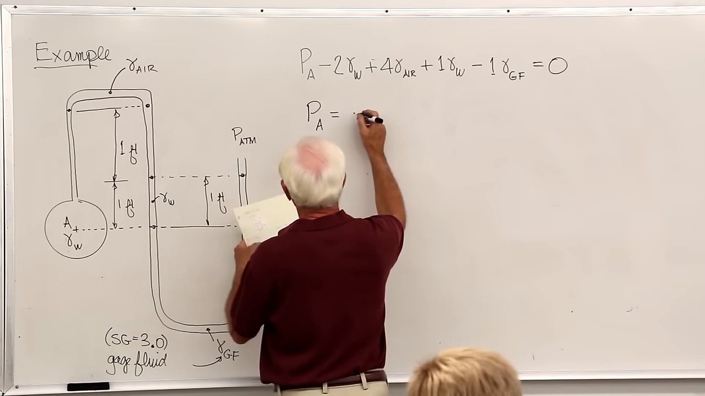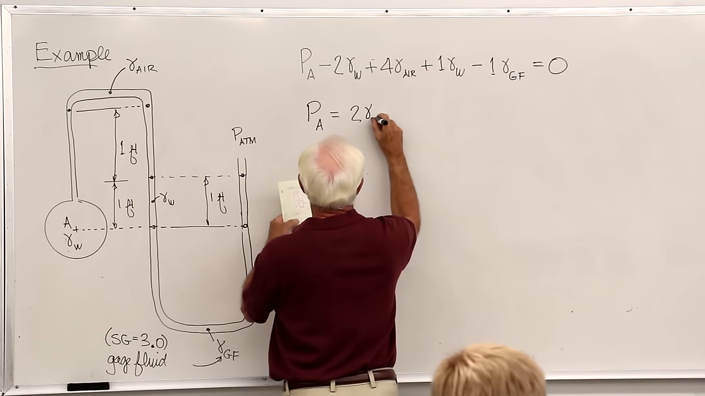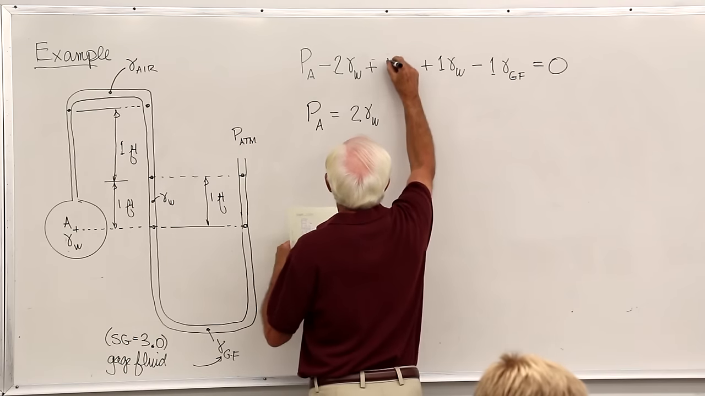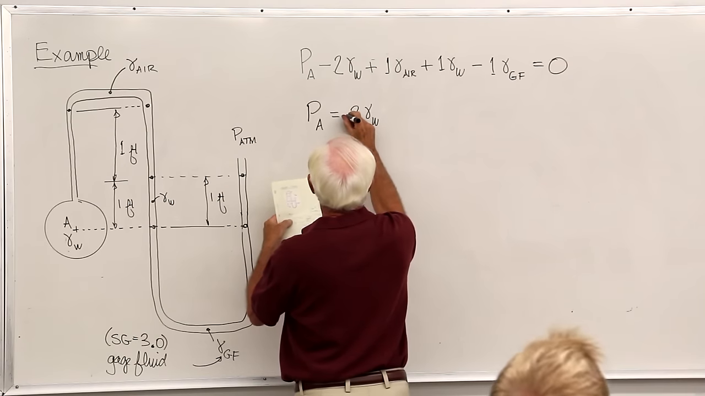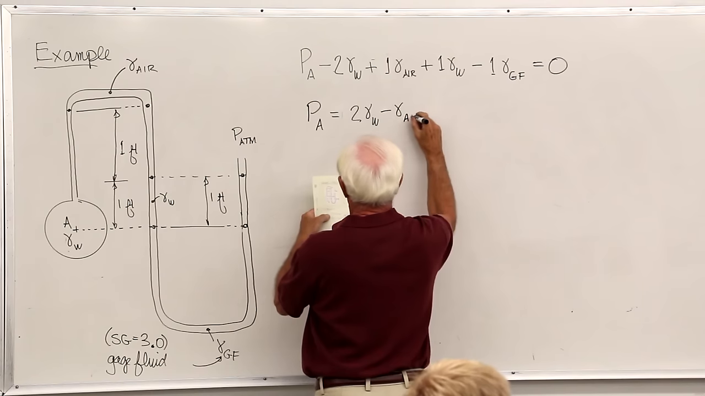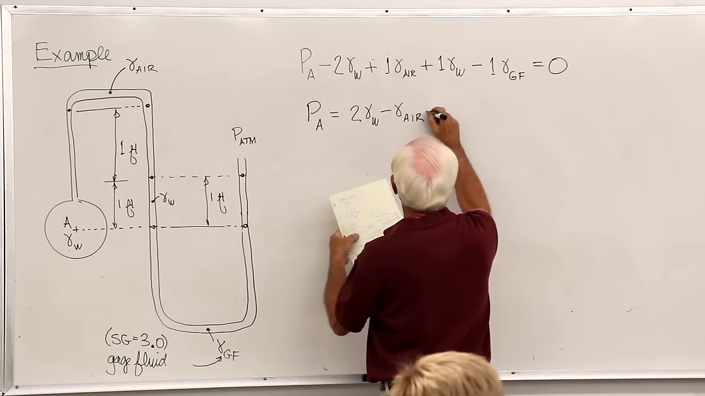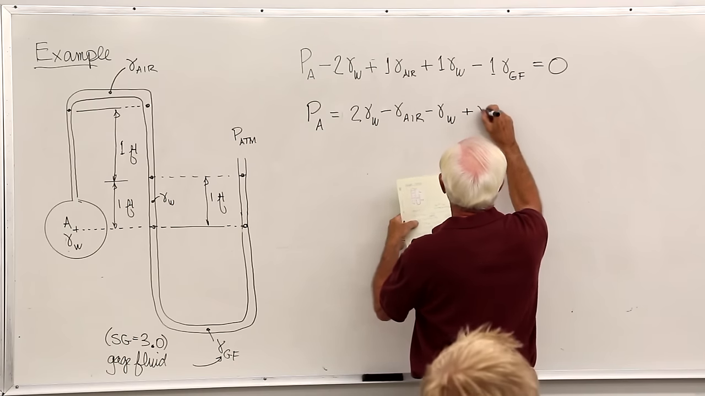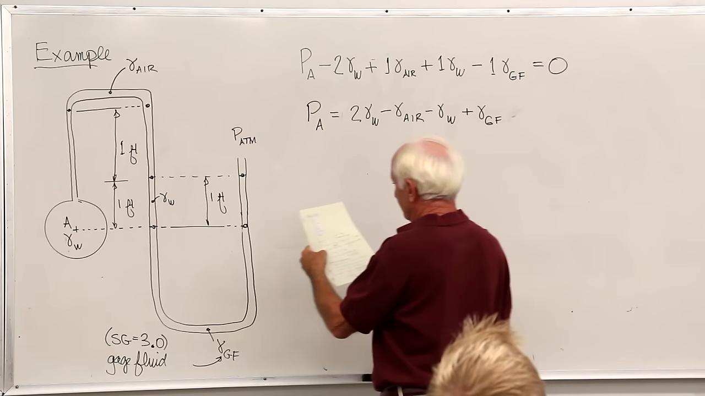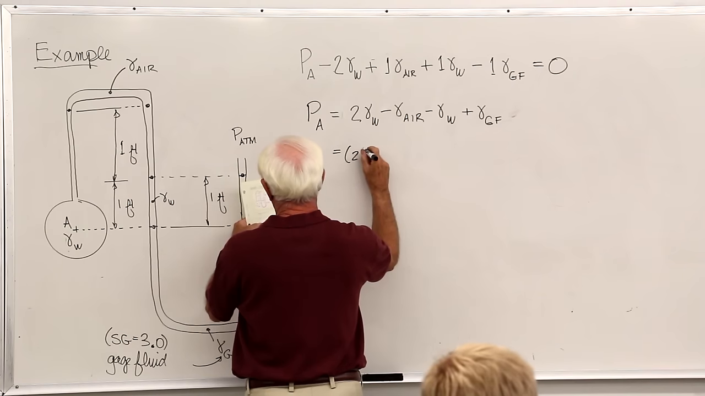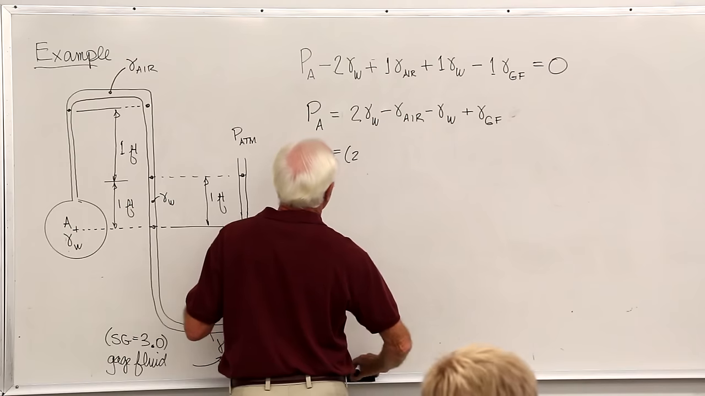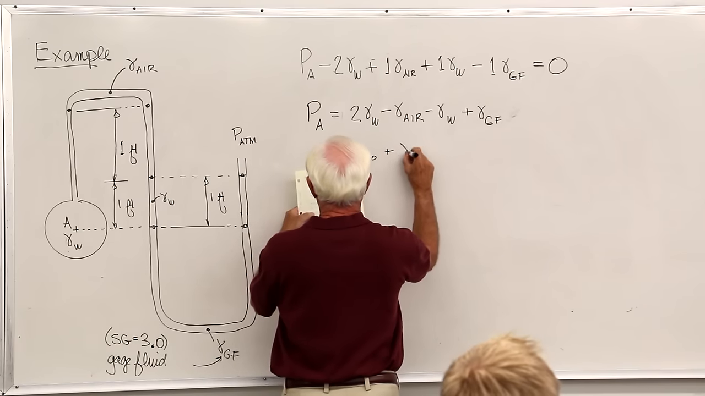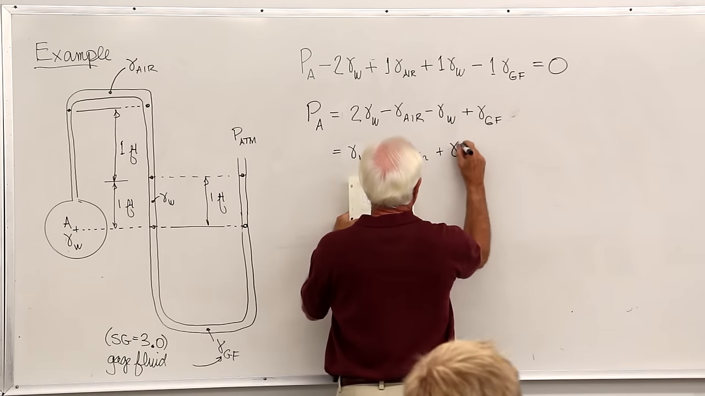Okay. So we've got our gamma water. And the gamma one's a 1. Right up. And then we've got, that's a plus sign, sorry. Minus 1 times gamma air. And then we have minus 1 times gamma water. And then we have plus 1 times gamma gauge fluid. That's equal, okay. 2 gamma water minus gamma water, 1 gamma water, plus gamma air, plus gamma gauge fluid. No, minus.